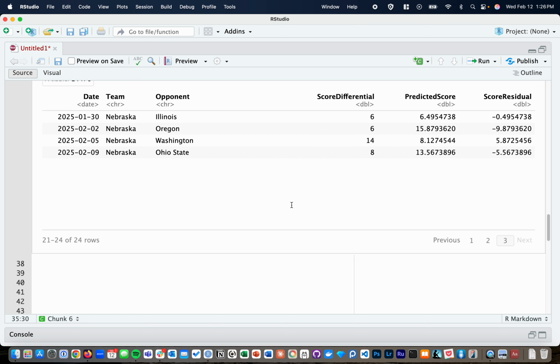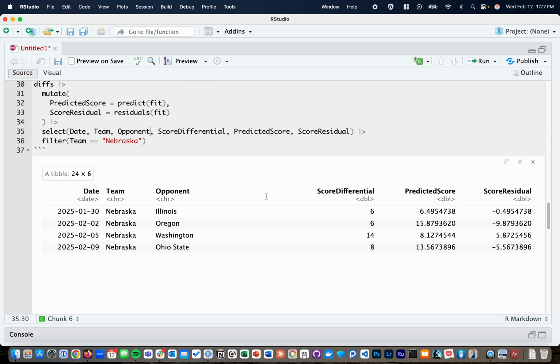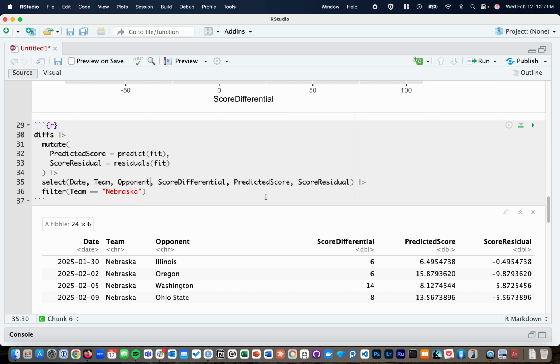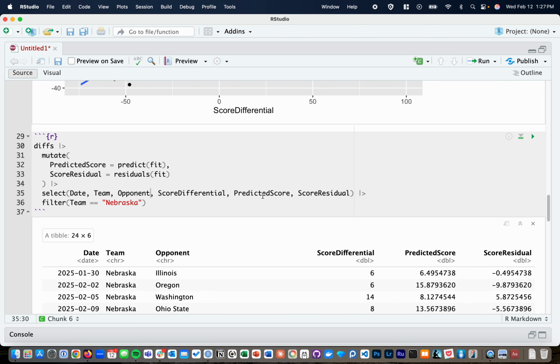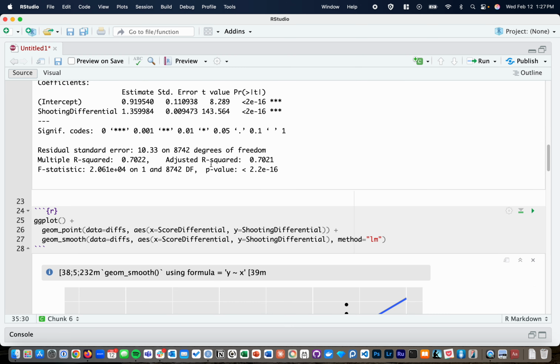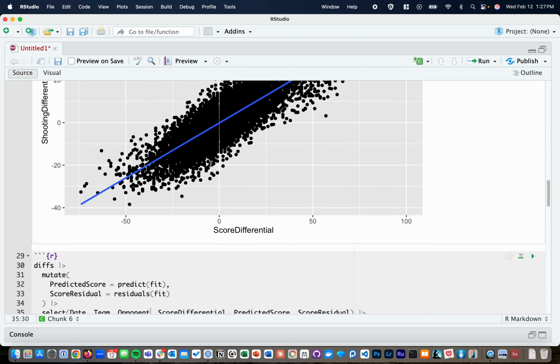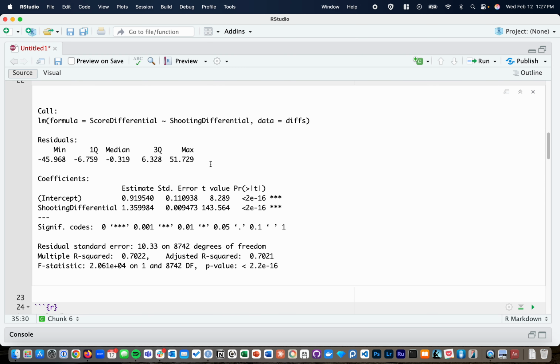But yeah, you get the idea. This is a statistical way to prove whether or not a team is under or overperforming. And you can do this with lots of stuff. Now, if we go back here and I change my fit very quickly, where am I at?